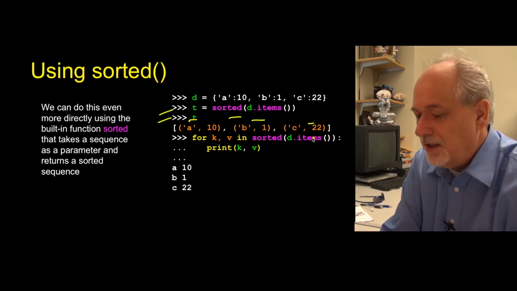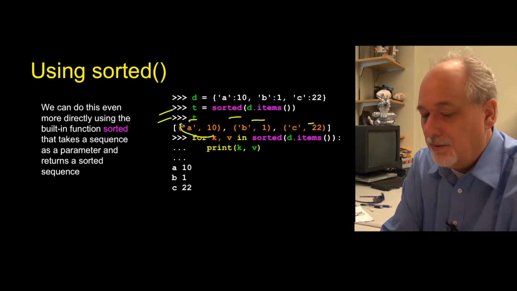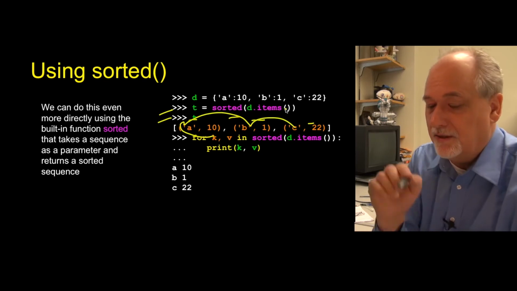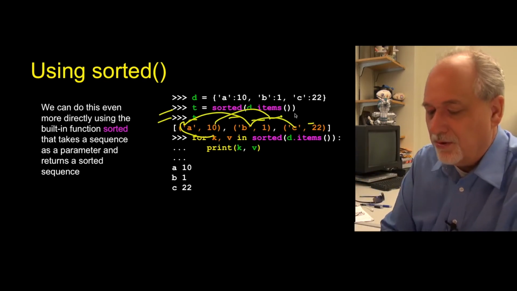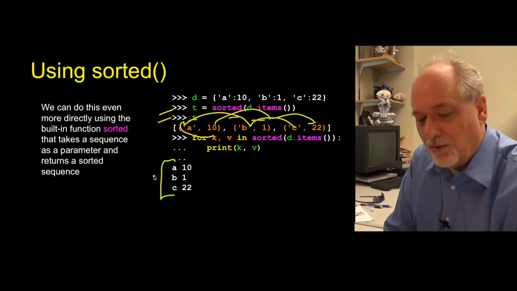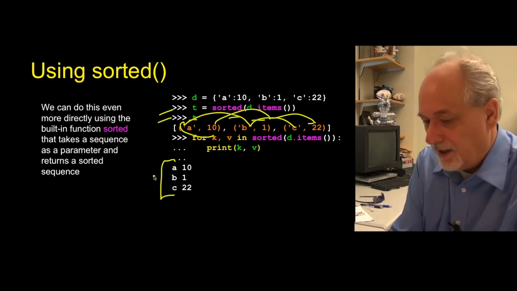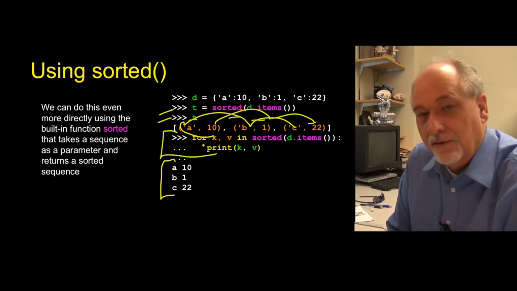So that says go through D items, but before I go through them, please sort them. That means K is going to go through A, B, and C deterministically every single time. And of course, value is going to go through the corresponding values. So now we can print this out nicely, sorted by key. And that's a real nice, succinct little way to say that.